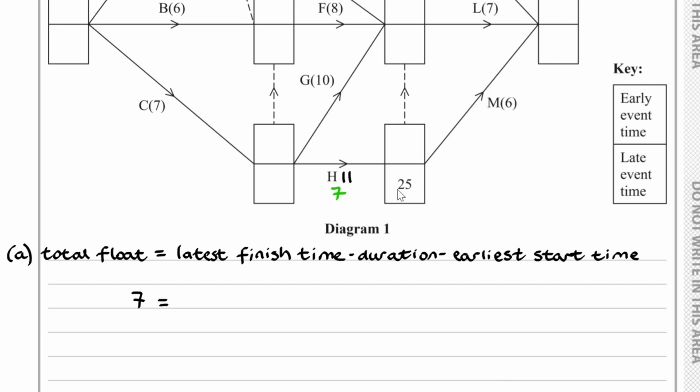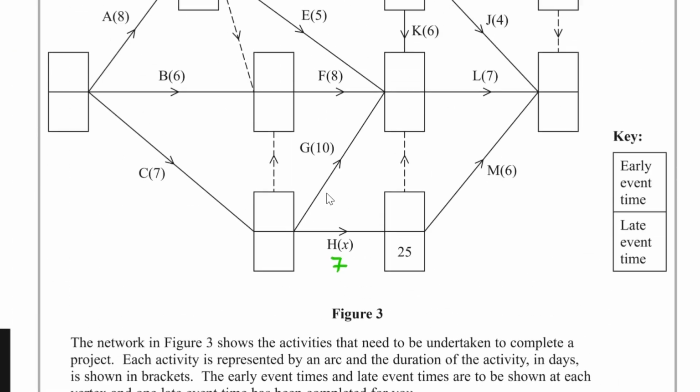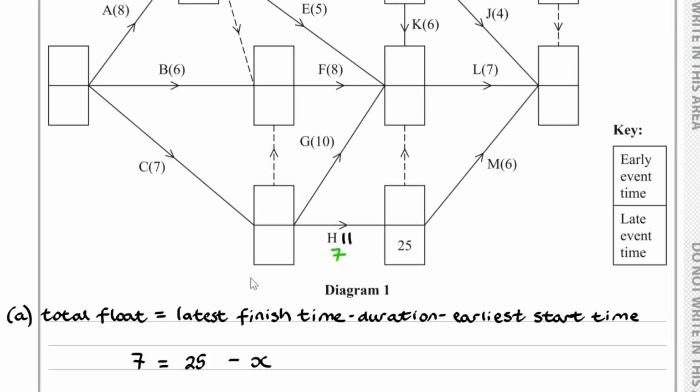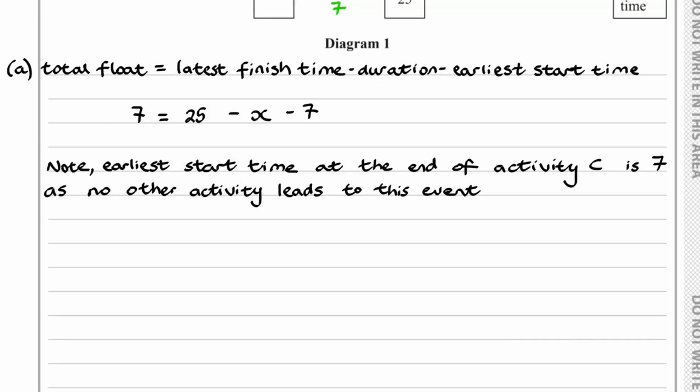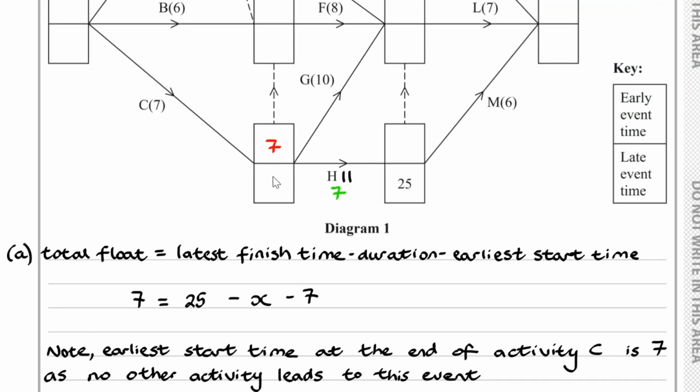And this is equal to the latest finish time, that's 25, minus the duration, we were told that was x, and that's shown here, and the earliest start time, well, that would be over here, where we have 7, because the earliest start time at the end of activity C is 7, and that's because no other activity leads to this event apart from C. So we subtract 7, and I think it would help if we just write that down. So we know that the earliest start time at the end of activity is 7, and that's because no other activity leads to this event, and that's quite clear from the diagram. So when we come to solve for x, we see that x is equal to 11.